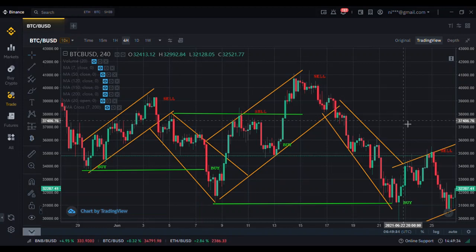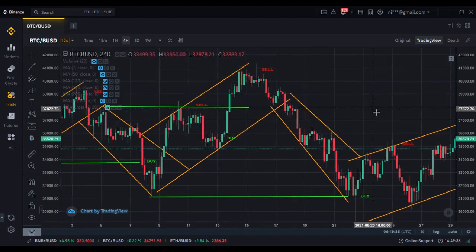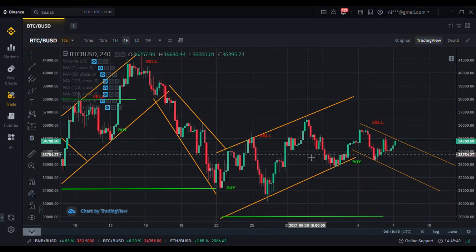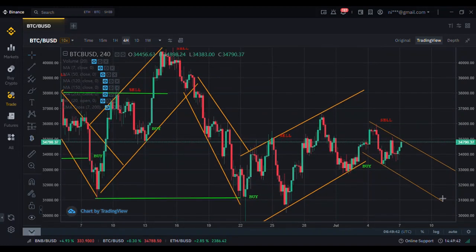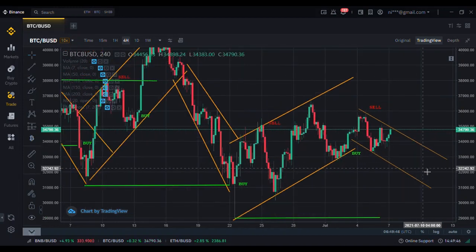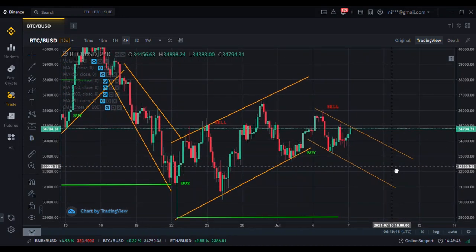Okay, so you won't get lost, even up until now, with the recent Bitcoin scenario, we're still in the wedge.